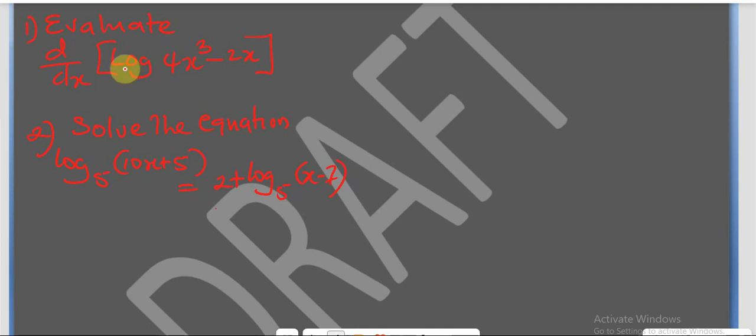Still on logarithm, I'll be looking at these two questions. The first one is differentiation, the second one is a logarithmic equation. For me to solve this, I'm going to equate this expression to y. That is, y is equal to log of 4x^3 minus 2x. Then I'm going to differentiate y with respect to x.